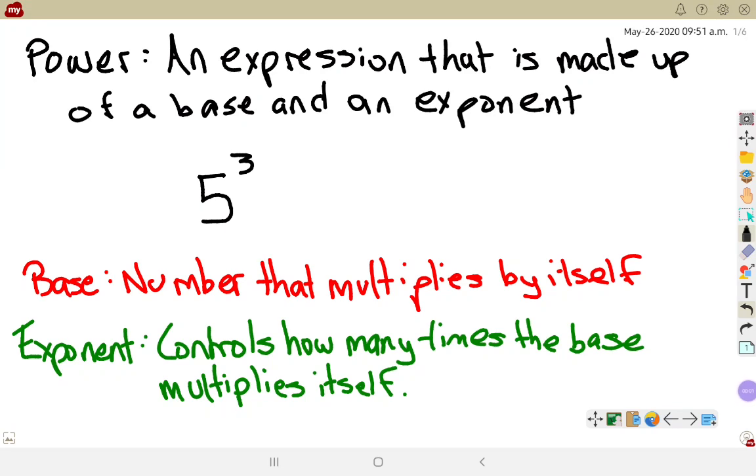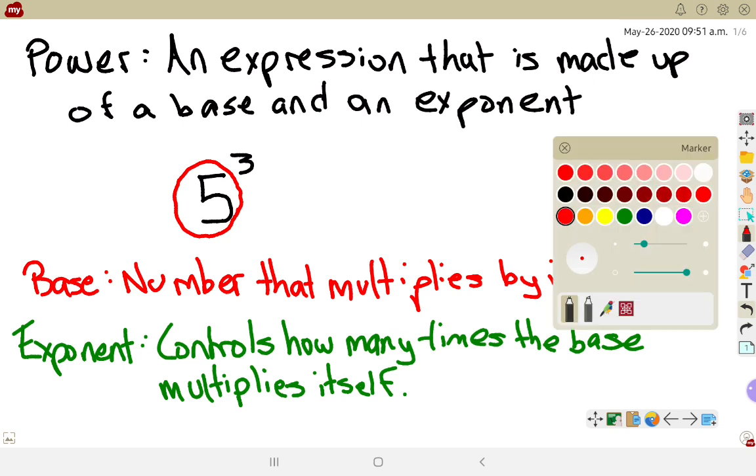So the topic we're going to learn about now is called powers. A power is an expression that is made up of a base and an exponent. Now for the base, I always like to remember that as the big number written on the bottom.